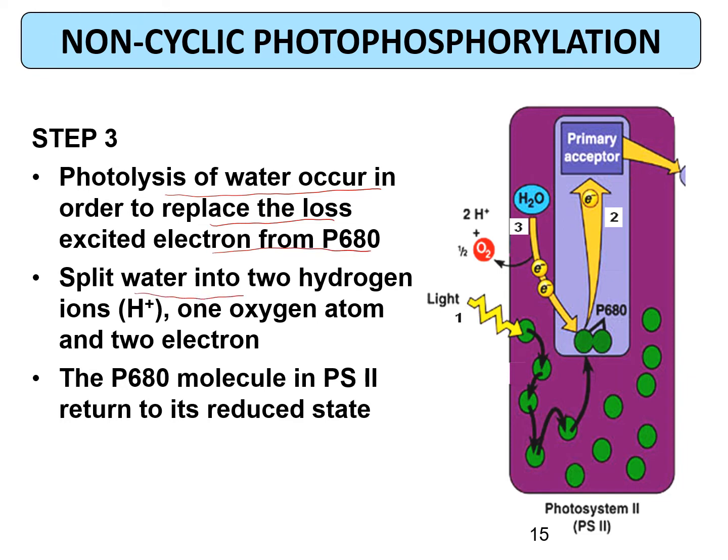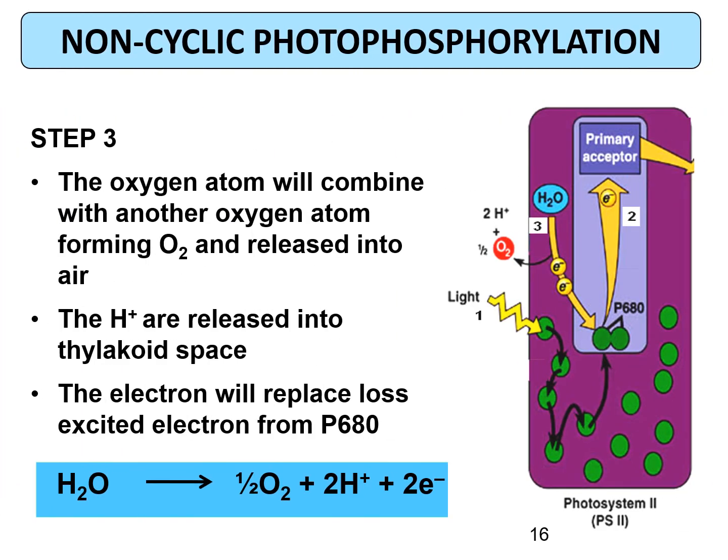Water is split into hydrogen protons, oxygen, and electrons. You need to remember the equation. P680 will return to its reduced state because it received the replacement electron. Next, the oxygen atom will combine with another oxygen atom and then be released into the air in the form of oxygen gas. The proton will be released into the thylakoid space.